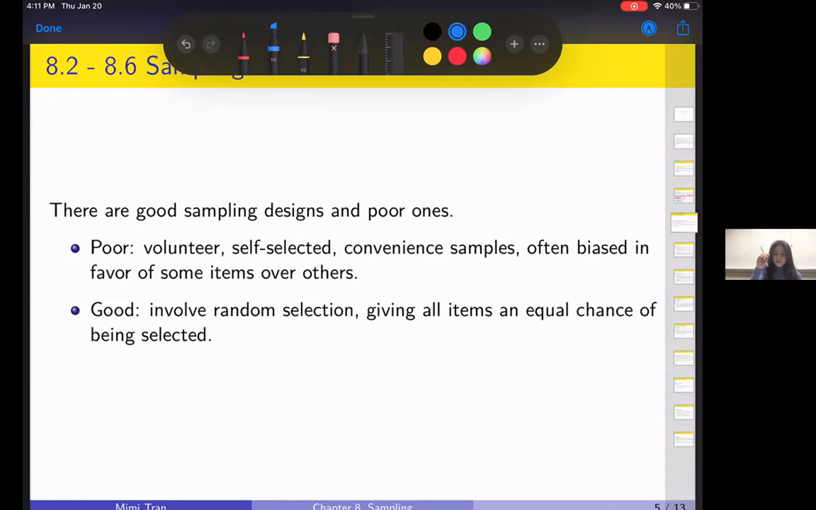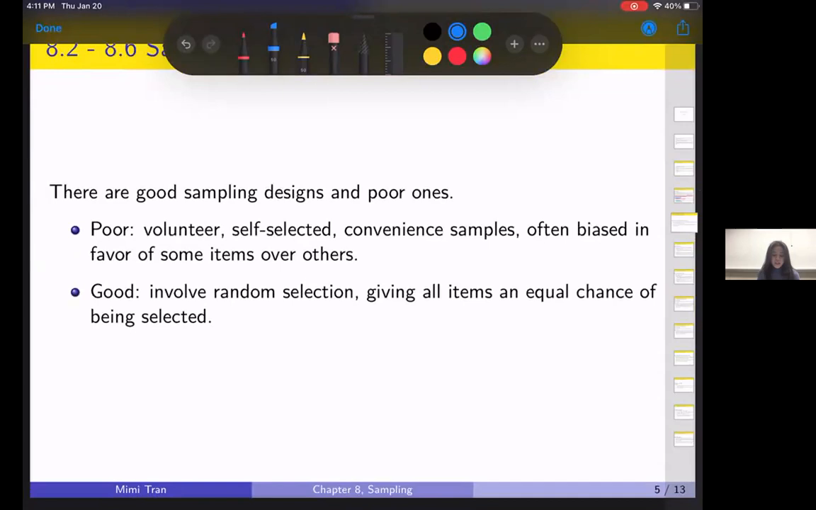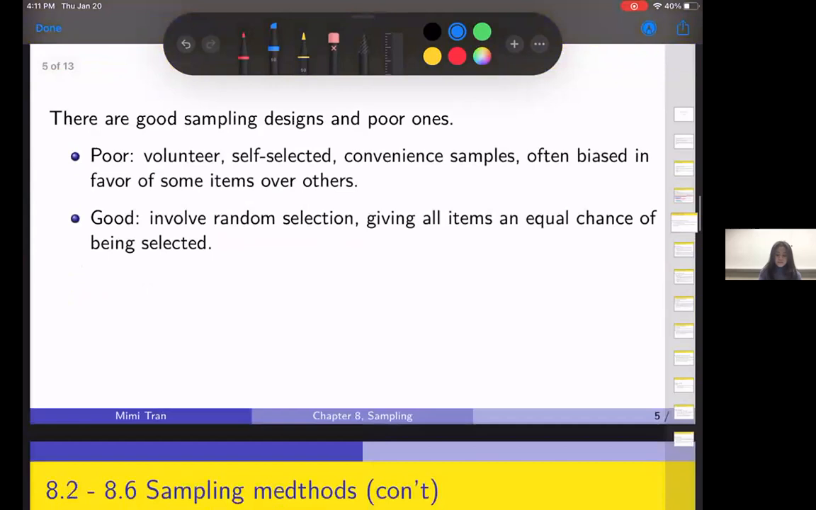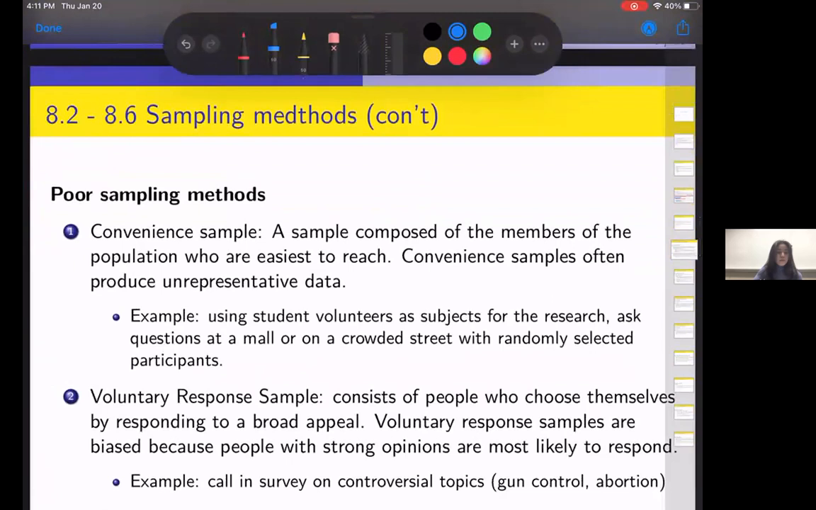All right, so the good way of sampling involves random selection. That means you give everybody, everything, an equal chance of being picked, of being selected, right? So there's no bias. Okay, so for poor sampling methods, like I said, I'm going to go deeper into ways of bad sampling.